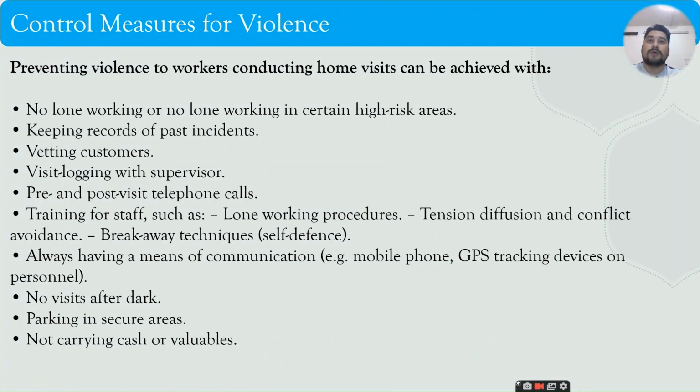Preventing violence to workers conducting home visits can be achieved by: no lone working, keeping records of past incidents, logging with the supervisor, and pre and post visit telephone calls. Before visiting or after the visit, you can make phone calls. Training for staff, such as lone working procedures, how to deal with lone working hazards and risks. Always having a means of communication, mobile phones, GPS tracking devices on person, no visits after dark, parking in secure areas, no carrying cash or valuables. Because when you are carrying cash or valuables like costly phones, laptops, or any jewelry, people will try to attack you and rob you.